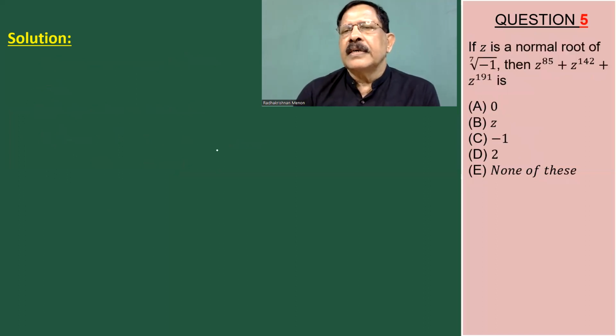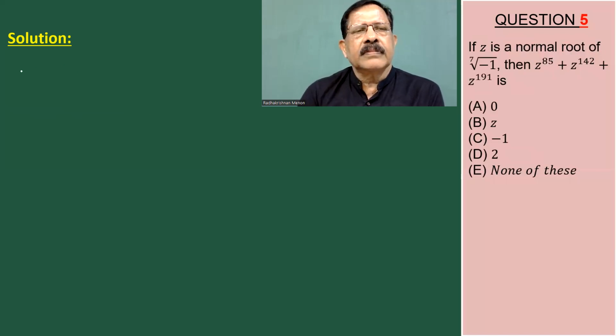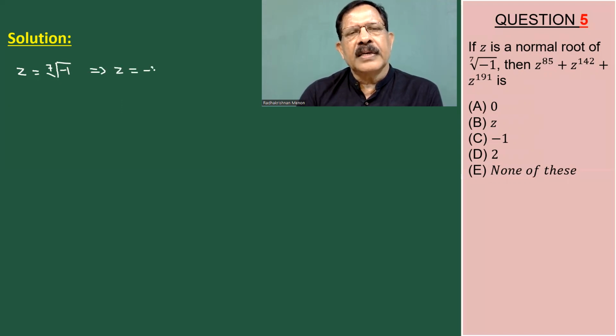Z is a 7th root of minus 1. Z is equal to the 7th root of minus 1, which implies Z is equal to minus 1 raised to 1 by 7, which again implies Z raised to 7 equal to minus 1. Let us call this as equation 1.